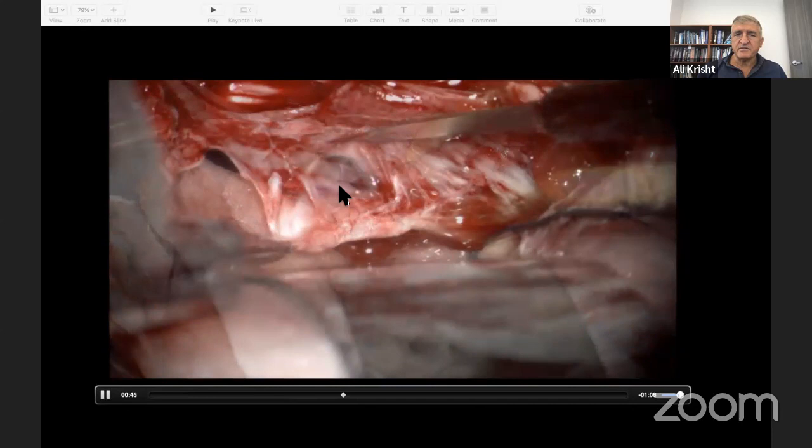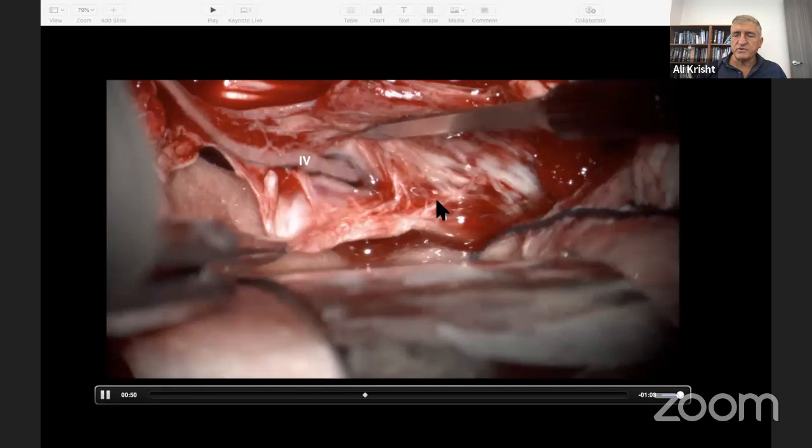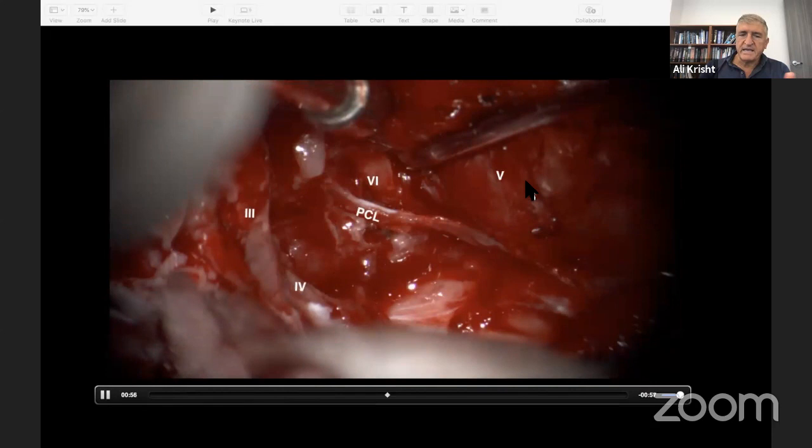Now, why do we do this? Because we need to cut the tentorial roof so that we can see the panoramic view of the middle fossa and the posterior fossa. So I find the sixth nerve here. This is the petroclival ligament. This is the fifth nerve. Tumor is filling this region.